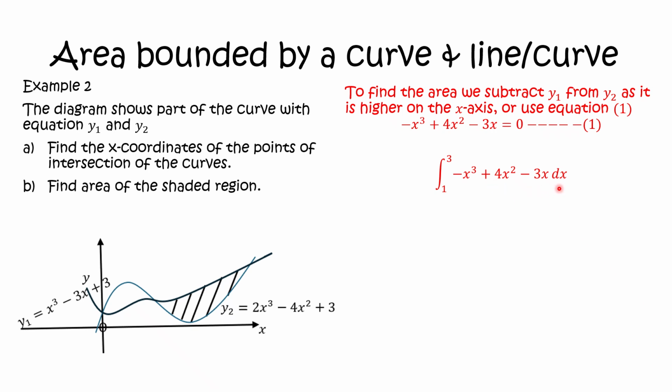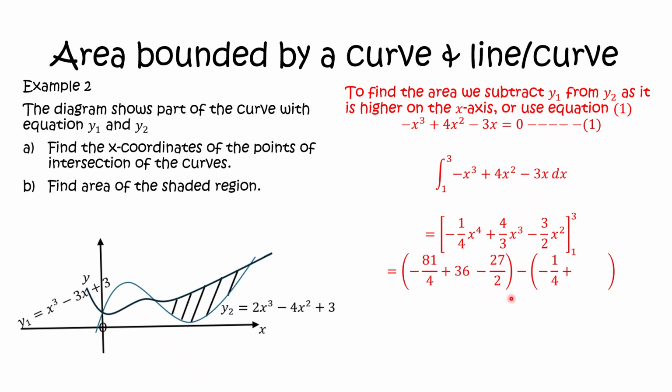dx. Now, if we integrate these terms individually, we're going to have minus 1 over 4x to the power 4 plus 4 over 3x cubed minus 3 over 2x squared. From 1 to 3, we substitute the lower limit and the upper limit. Recall, we start with the upper limit. So when we evaluate, at the end of the day, we are going to get 2 2/3 square units as our final answer.